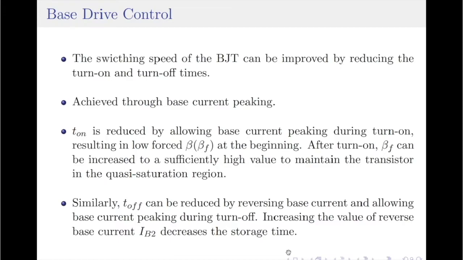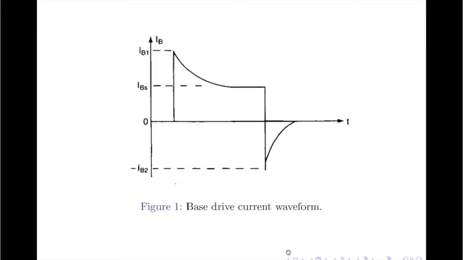A typical arrangement for the base current waveform is as shown in figure 1 here. The base current peaking during the turn on creates low forced beta at the beginning, causing the base current to peak. Once the transistor turns on, the forced beta can be increased to a sufficiently high value to maintain the transistor in quasi-saturation region. A similar procedure can also be used for reducing the turn-off time T off. Higher the value of the current IB2, smaller will be the storage time.